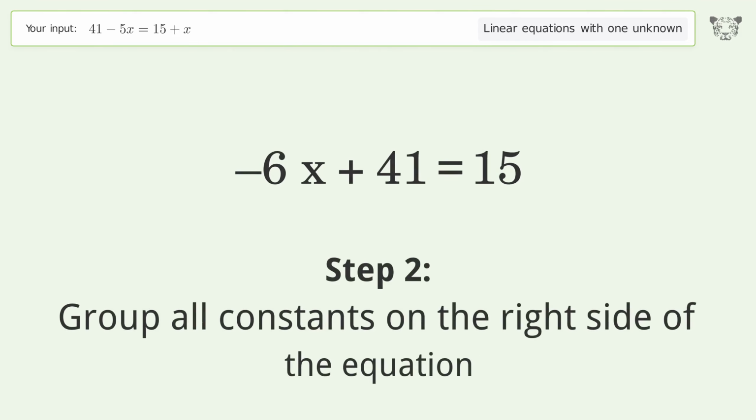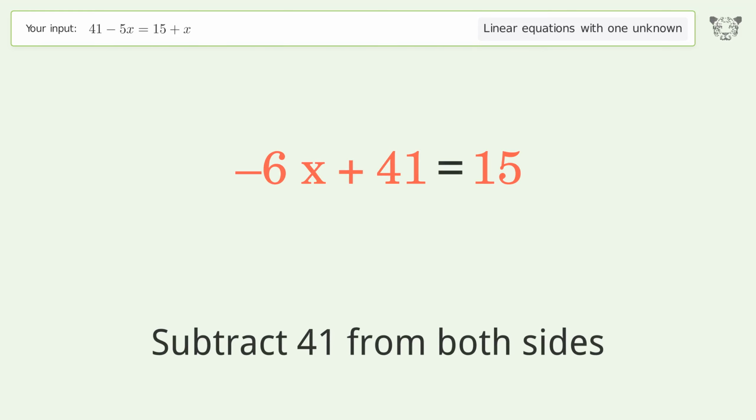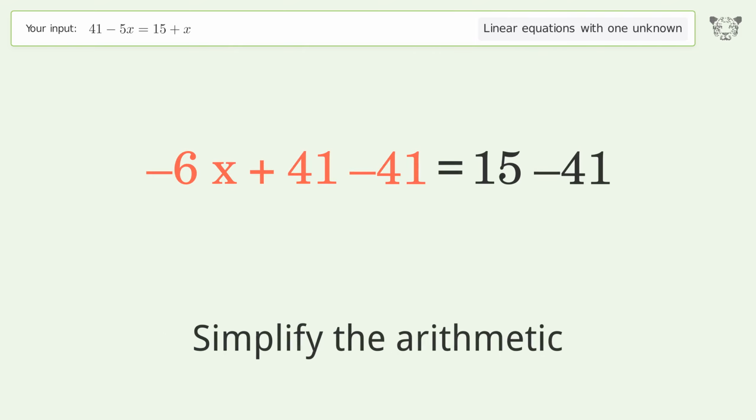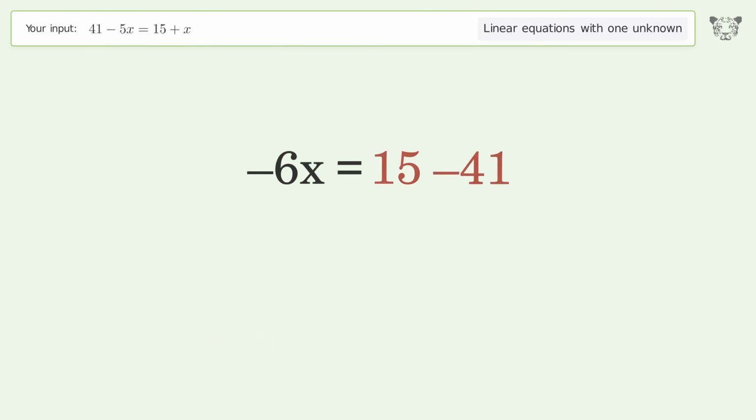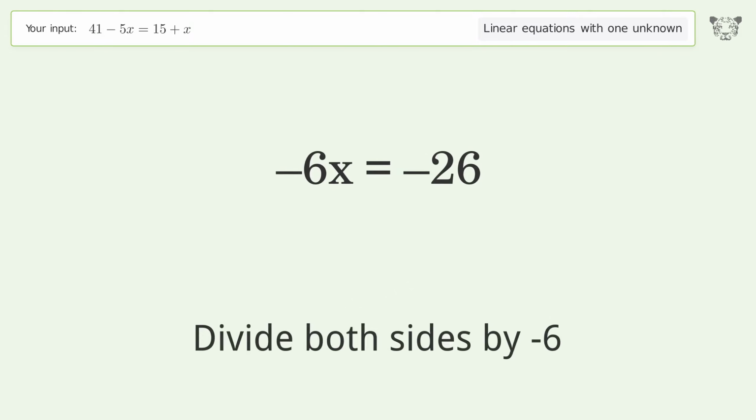Group all constants on the right side of the equation. Subtract 41 from both sides. Simplify the arithmetic. Isolate the x. Divide both sides by -6.